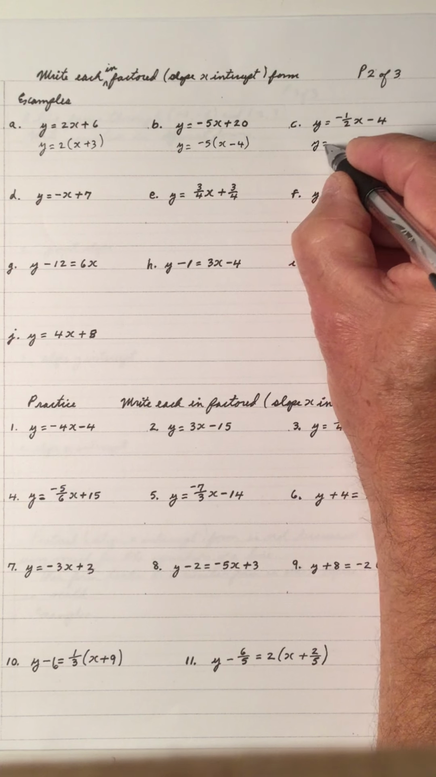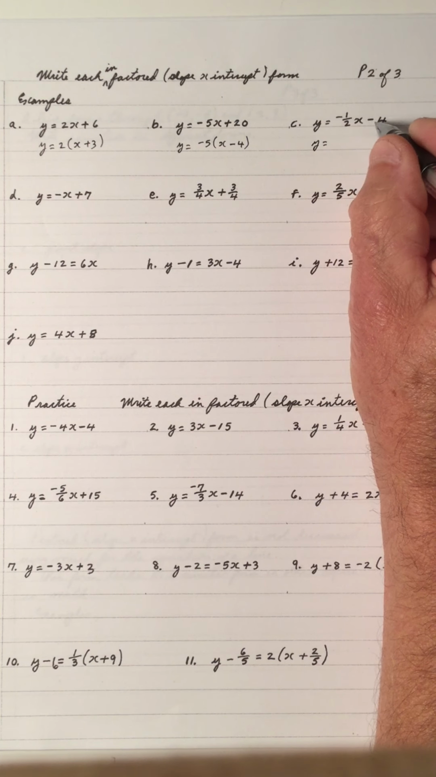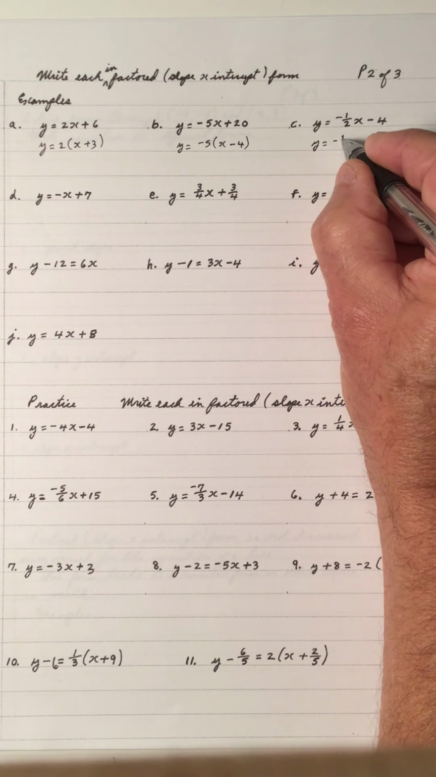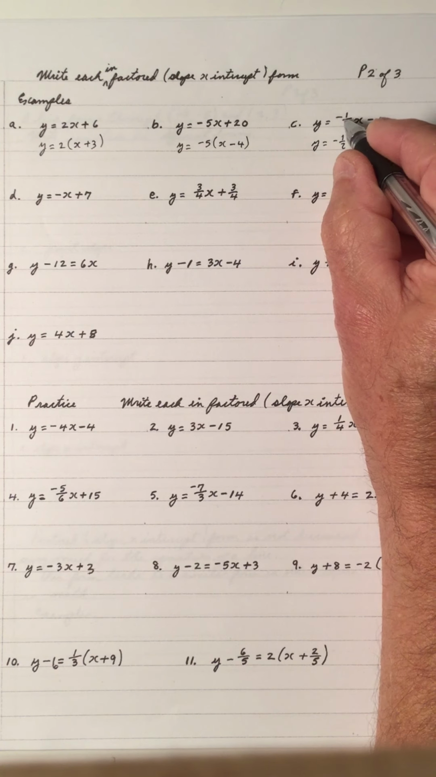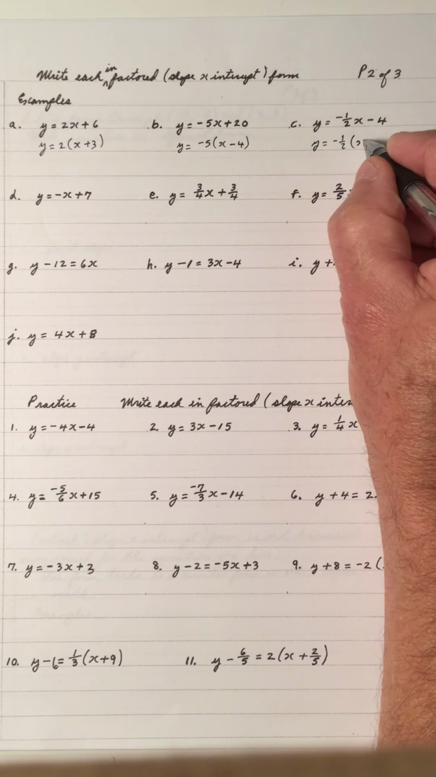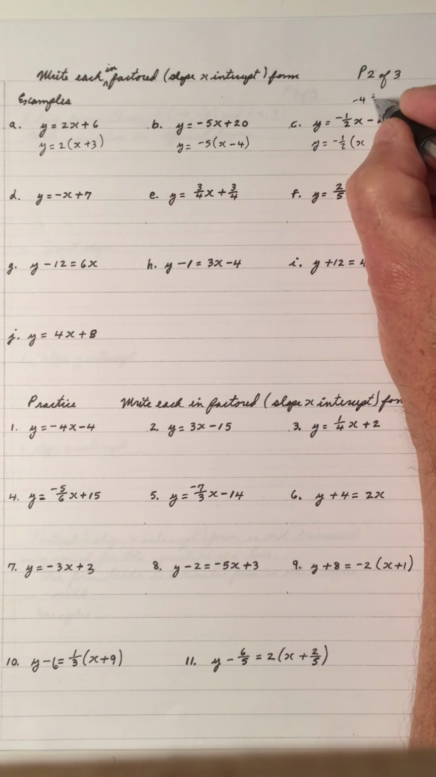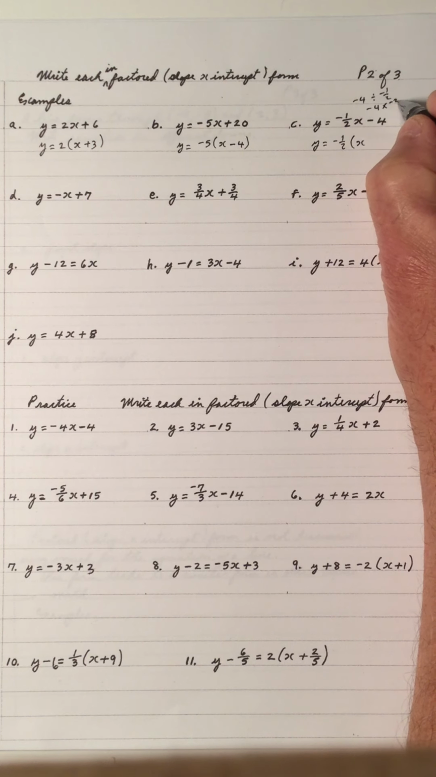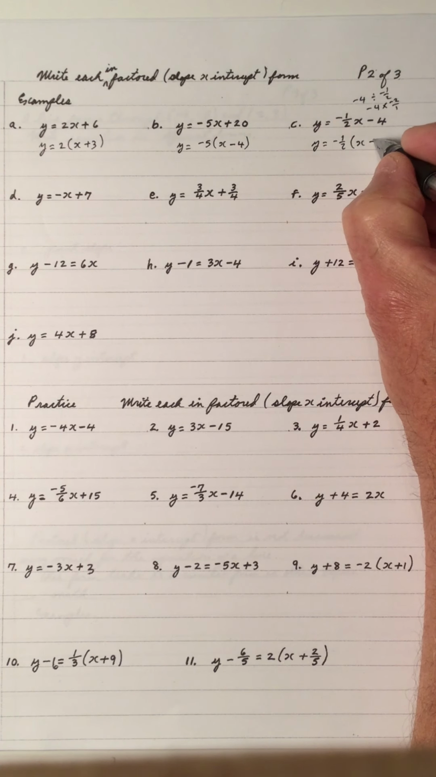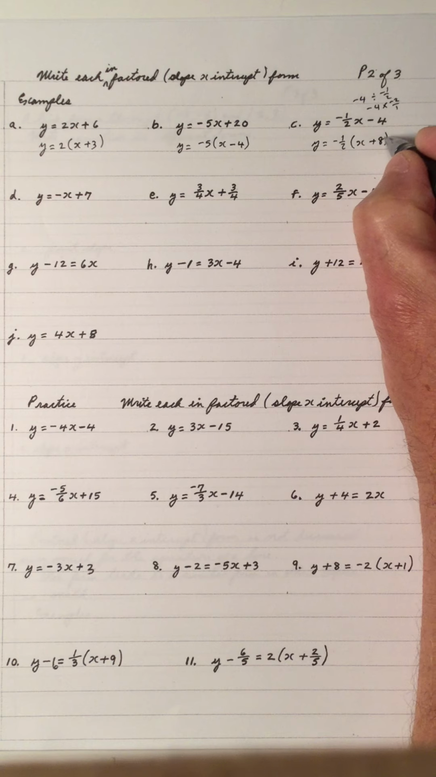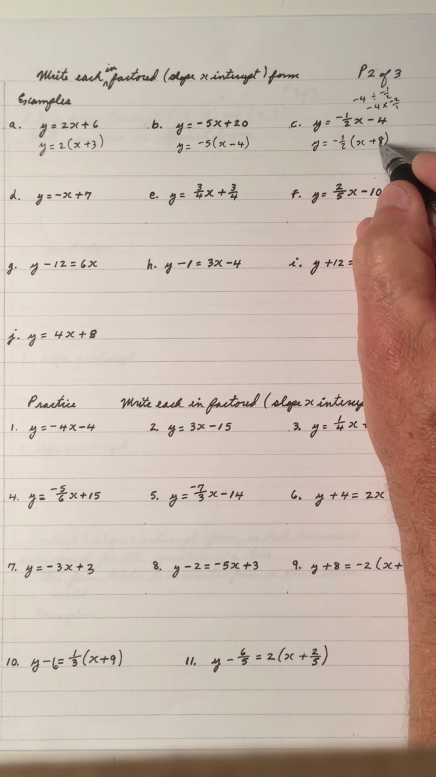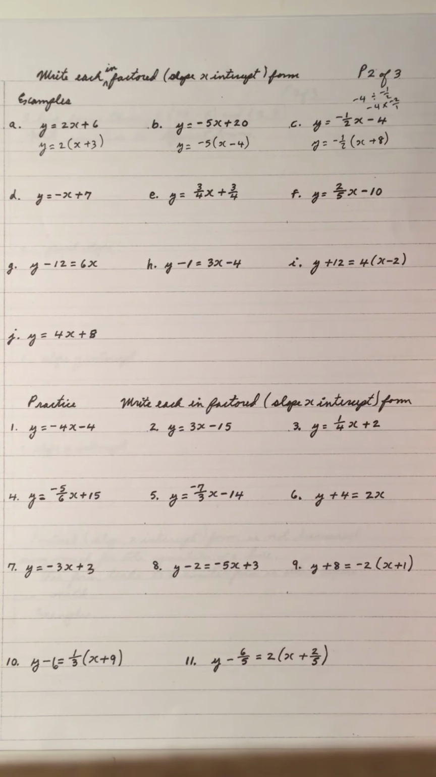And C, we have negative a half x minus 4, so we take out the negative a half, which is the slope. Negative a half divided by negative a half is 1. So now we have negative 4 divided by negative a half. So that's negative 4 times negative 2 over 1. So that gives me a positive 8. And notice negative a half times 8 is negative 4. Checking it out.